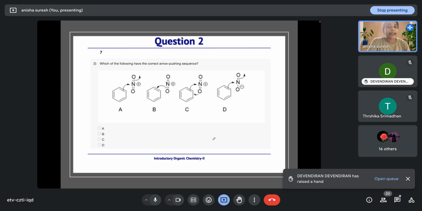Which of the following have the correct arrow pushing sequence? So here the electrophilic nitration reaction mechanism is given. Several arrow pushing sequences are given, out of which only one is the right answer. So which is the right arrow pushing sequence? A, B, C or D? A. Yeah. The electron rich alkene will attack the positively charged nitrogen atom, and this double bond will shift towards the oxygen. So that is the right mechanism, and all others given are wrong. So the right option is option A.